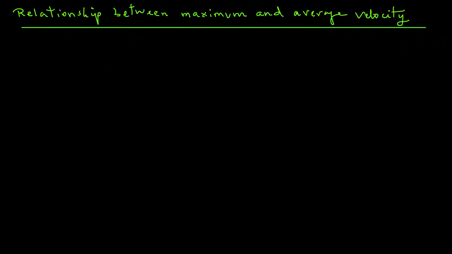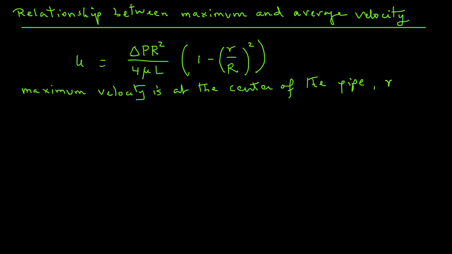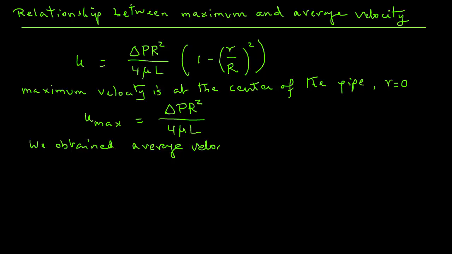If we are interested to determine the relationship between maximum velocity and average velocity, we can take the equation we had previously obtained for the velocity profile in a pipe, that was U(r) equals delta P R square divided by 4 mu L in parentheses 1 minus lowercase r over uppercase R square, end of parentheses. So the maximum velocity will be at the center of this pipe, so lowercase r will be 0. Then the U maximum will be delta P R square over 4 mu L, because in the parentheses the r will be 0, and then you have essentially 1 left in the parentheses. So U maximum is delta P R square over 4 mu L, and we have just calculated now that the average velocity U bar is delta P R square over 8 mu L.